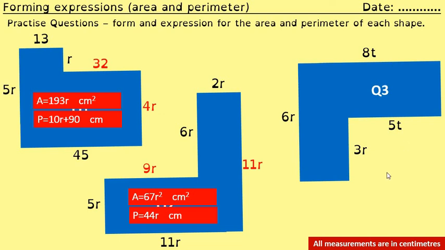And for question 3, our missing side lengths are 3t down here, because we have 8t take away 5t, and over here we will have 3r, because that is 6r subtract 3r. Then our area expression becomes 33RT. You need to make sure that your letters are in alphabetical order here. And your perimeter expression is 12R plus 16T centimetres.